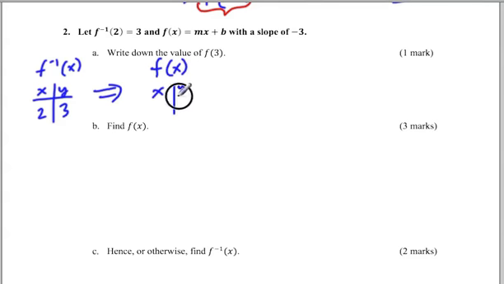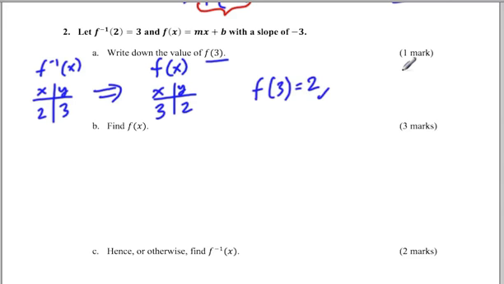Well, you recall that these are simply inverses of each other, which means the x's and y's simply switch. So if in this case x is 2 and y is 3, in the inverse, this must be the exact opposite. So it's 3 and 2. And now the question says, write down the value of f of 3. So in this case, f of 3 must be equal to 2. And that's it. This is our solution.